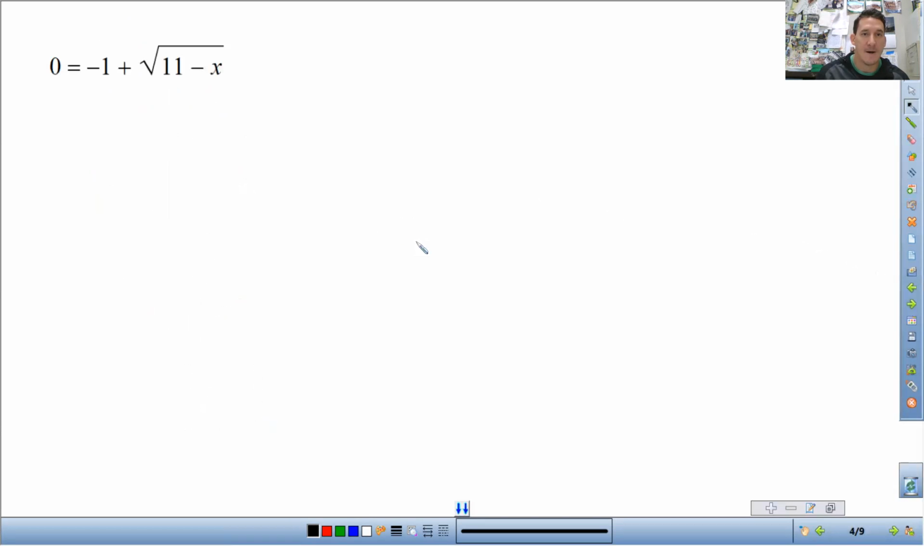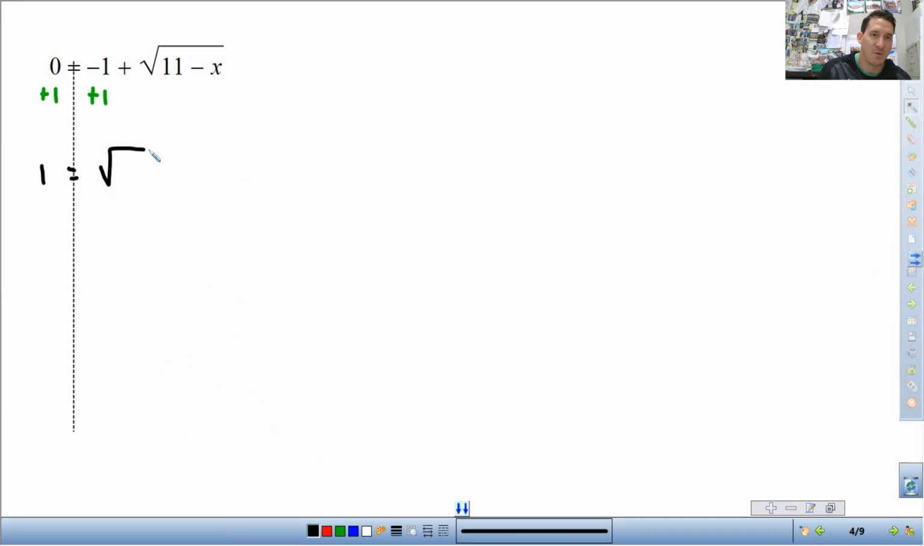All right. Another problem similar to that one. We're going to start off by adding 1 to both sides. Plus 1, plus 1. So I get 1 is equal to the square root of 11 minus x. Opposite of square rooting something is squaring it. So I'm going to square both sides. So 1 squared is 1. I'm left with just 11 minus x.